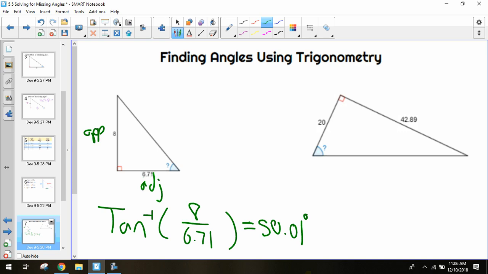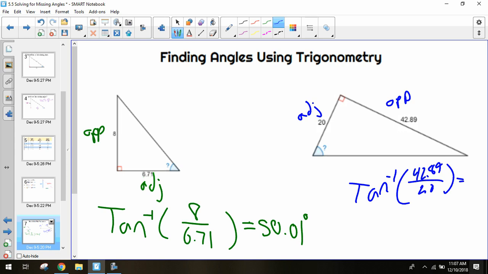So these are very simple. Just set up, make sure you know what side you need to use, and make sure you know how the ratios work. We learned that last week, so all of the hard stuff we learned before. All you have to do is use that inverse. Looking at the second problem, based off of our angle, once again, what sides do we have? Adjacent and opposite once again. So once again, we're going to use tangent, so inverse tangent of opposite over adjacent, 42.89 over 20. Plug it right in and see what we get.